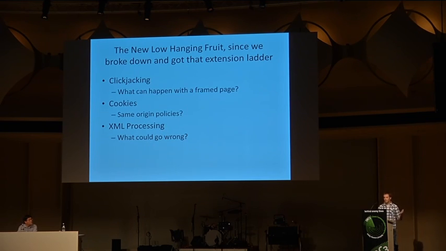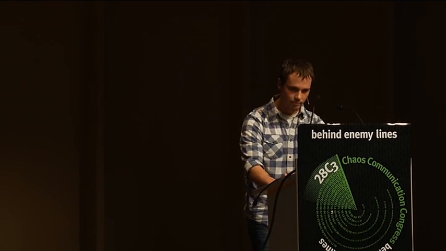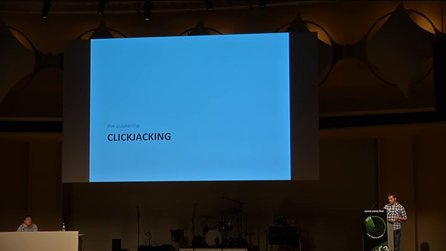Along these lines, first I'm going to talk about clickjacking, then Jesse's going to talk about cookies, and I will wrap up with XML processing. Here's the obligatory problems and mitigation slide. No companies were harmed in making this presentation. Everything here has been fixed already, but we're going to show some examples of things we've broken, like Facebook, WordPress and Microsoft, that are fixed now.